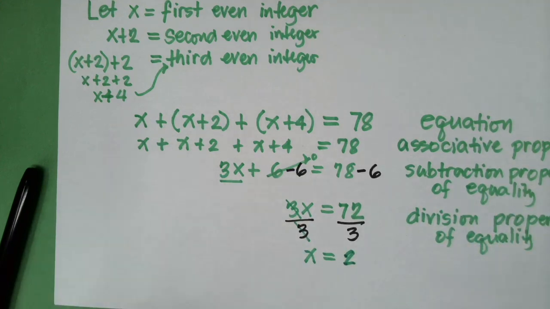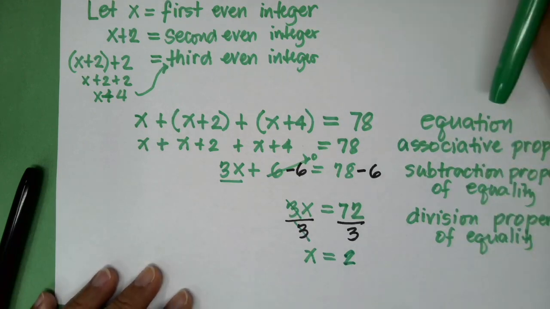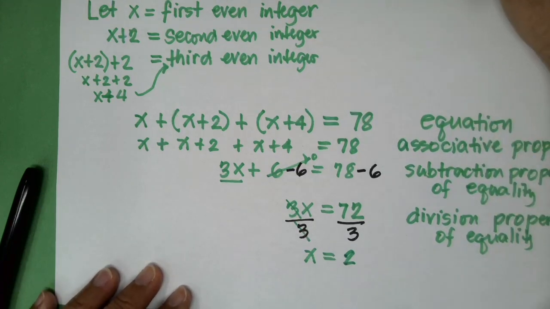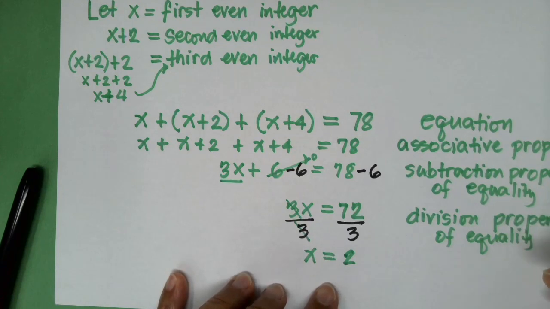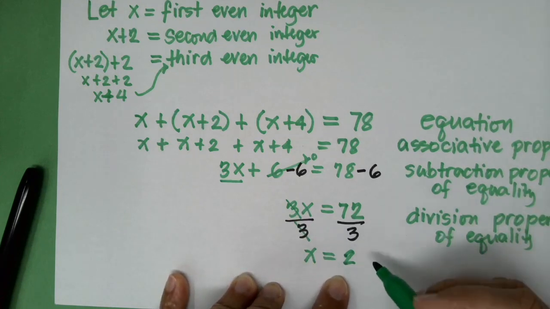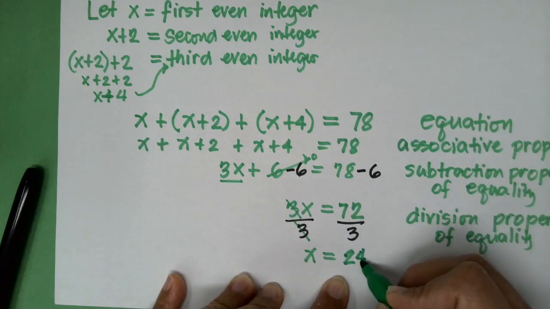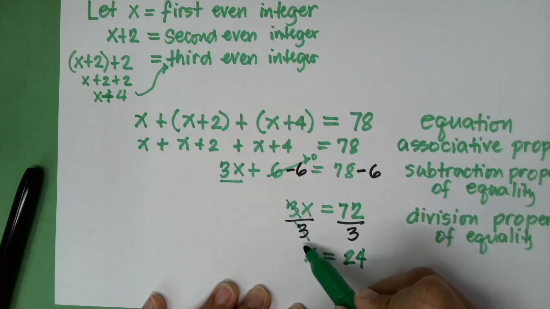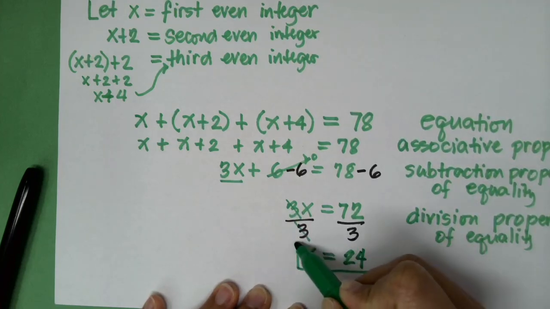Oops, hold on a second. Right, so 72 divided by 3 should give us 24. So we have x is equal to 24.